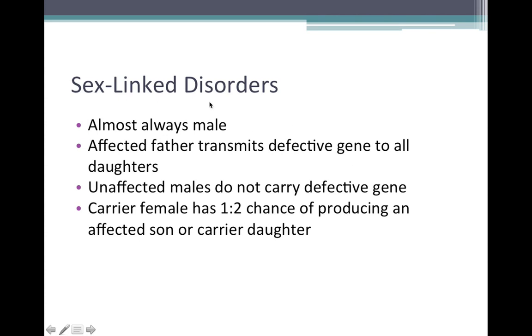Now, for that reason, these sex-linked disorders are almost always male, and so the affected father will transmit a defective gene to all the daughters, and those daughters can transmit that defective gene onto their sons, which inherit their X chromosome from their mother. Now, a carrier female has about a 1 in 2 chance of producing an affected son or carrier daughter, and the reason for this is that because a mother has two X chromosomes, there's a 1 in 2 chance, or basically 50% chance, that one of their defective copies will go into the egg that gets fertilized.